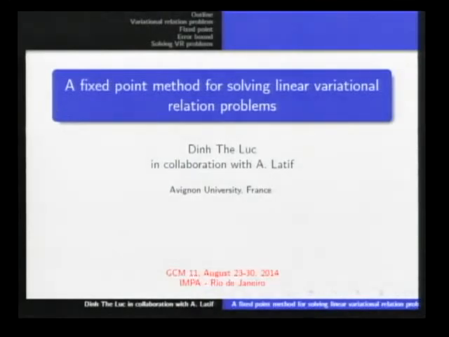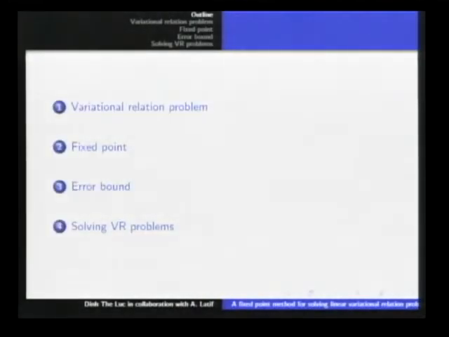Okay, so here is the outline of my talk. First, I speak about the variational relation problem, the model I am going to develop. Second, about fixed point. And third, error bound. For error bound, I just recall some simple elementary results from the theory of error bound for linear systems that I will need for the last part about solving variational relation problems.